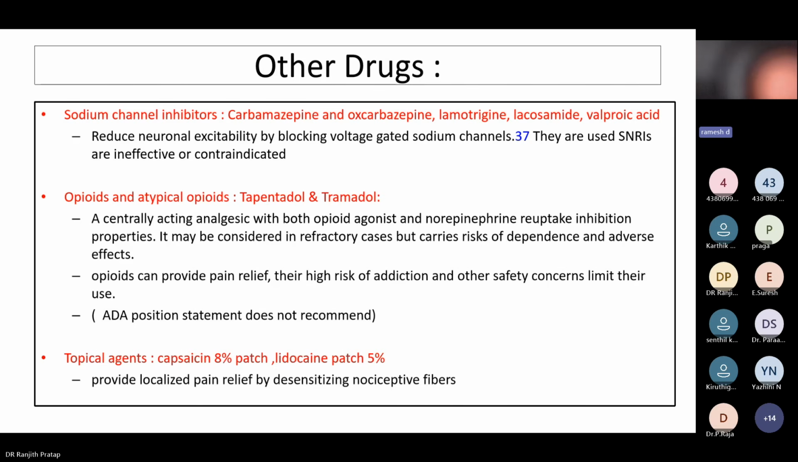Opioids provide pain relief, but there is a high risk of addiction and safety concerns limit their use. ADA does not recommend them as a treatment for painful neuropathy, including tramadol and tapentadol, the atypical opioids. The other agents are topical agents like the capsaicin 8% patch and lidocaine patch, which provide localized pain relief by desensitizing the nociceptive fibers. The capsaicin 8% patch is approved by the FDA.